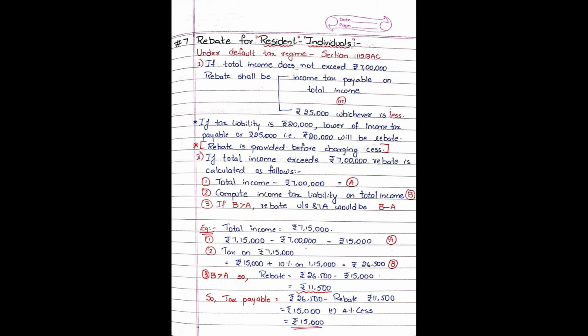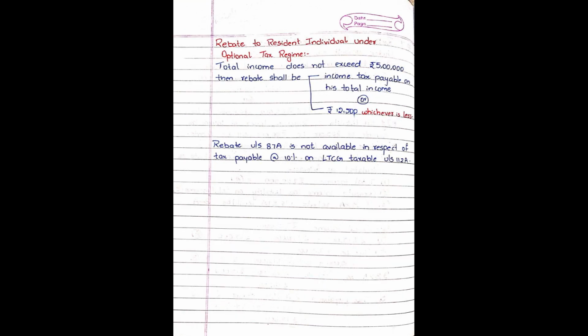We have to deduct this rebate amount from total tax payable. Total tax payable on the total income, as we have calculated in step 2, is rupees 26,500. From such amount, we are deducting the rebate amount of rupees 11,500. So the tax liability will be rupees 15,000, and on such amount we are charging cess at the rate of 4%. Total tax liability of the assessee will be rupees 15,600.